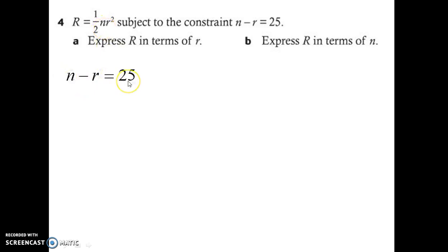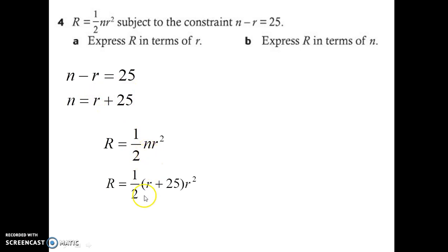So here's this n equation. We're going to solve for n by moving the r to this side. Now we take the R equation. We want this to be in terms of r, so we want this n to disappear. So we're going to substitute this into here. There, I've replaced n with r plus 25. And you can multiply this further if you want.